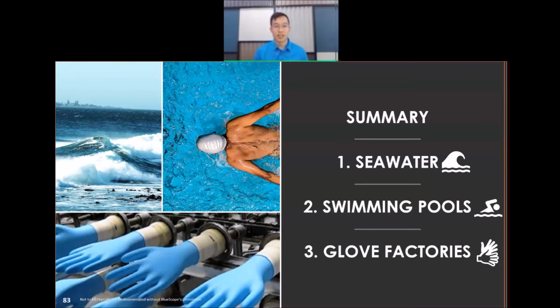And of course, if your roofing sheets can introduce an additional non-reactive barrier, then that would be excellent. And last, we talk about glove factories, which is more corrosive compared to the swimming pool because of its high chlorine concentration.